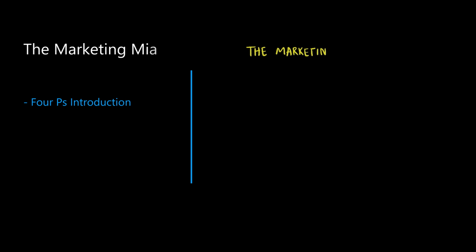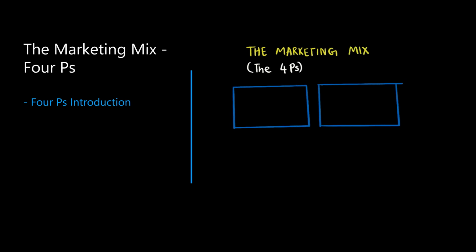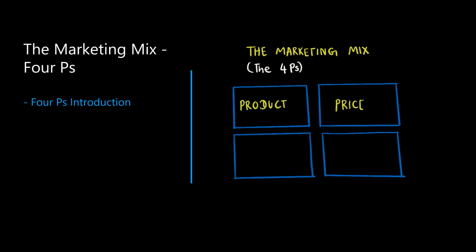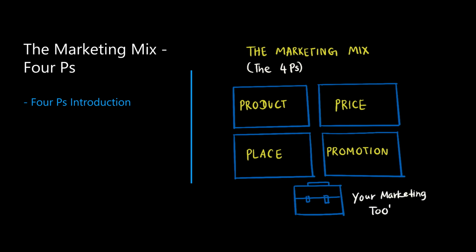Now let's explore the marketing mix, also known as the 4 Ps: product, price, place, and promotion. This framework is absolutely fundamental and will appear multiple times on your exam. These are the controllable elements marketers use to create value and satisfy customers. Think of them as the tools in your marketing toolbox.